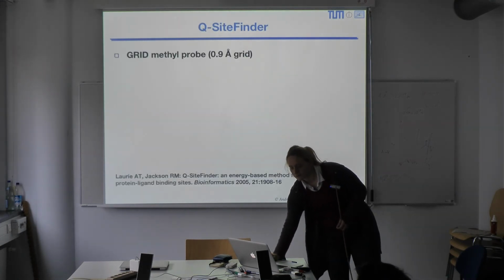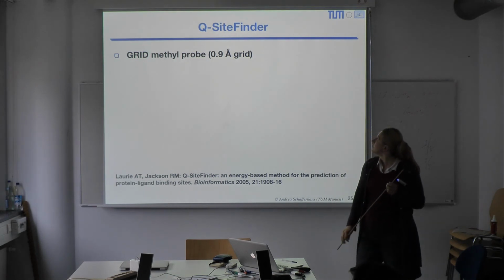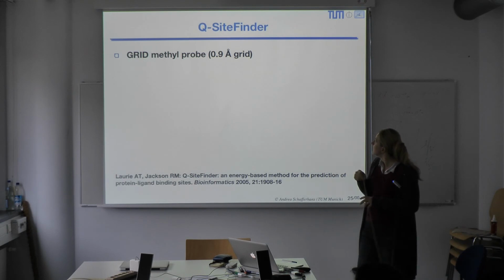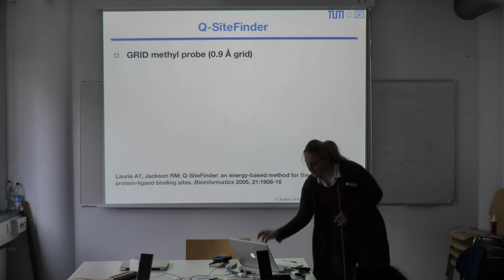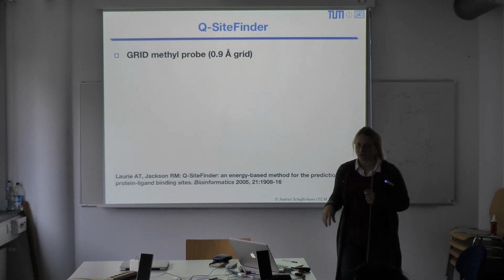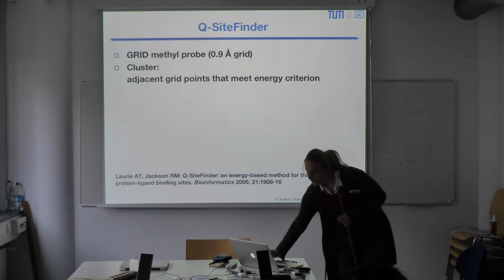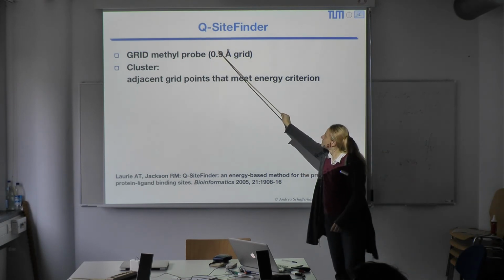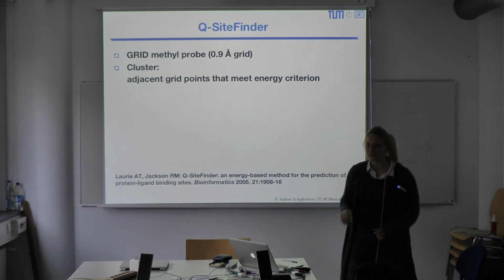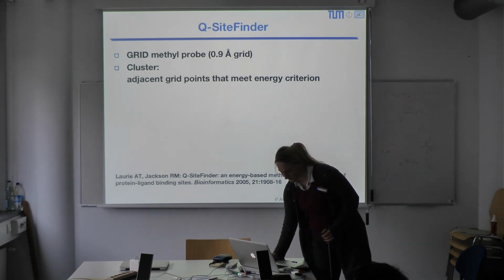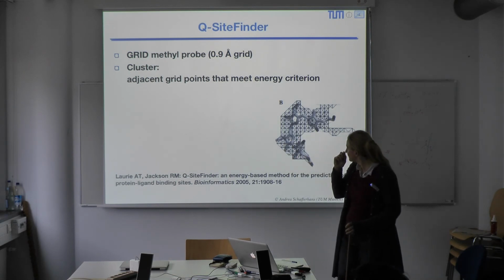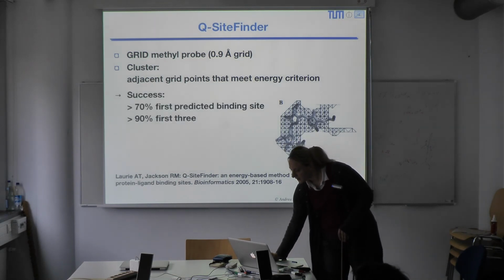But of course, I can also try to use that for an algorithm. And that's not so early one. It's called Q-SiteFinder. It takes just a very simple probe, just a methyl probe. That's just a CH3. In that case, it has a 0.9 angstrom grid, so it's a lot better than this old pocket algorithm. And it clusters adjacent grid points.